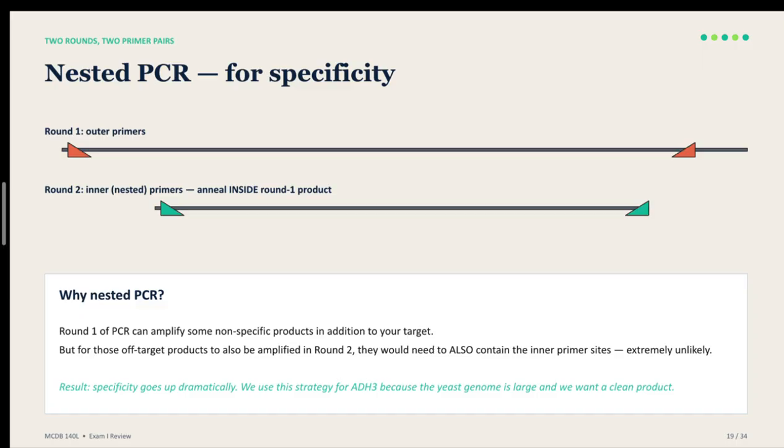You'll notice how we did nested PCR here. That's something that Dylan actually changed. Dylan has been working with Nikki on this course for a very long time.